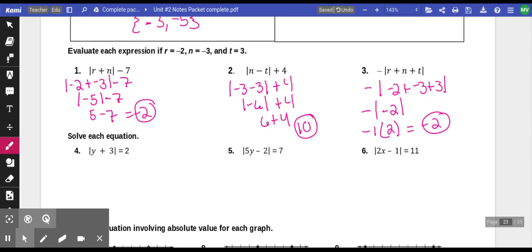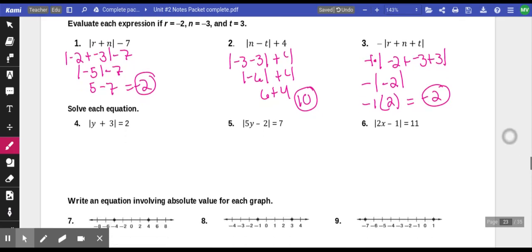Number 2, I do the same thing. So that's the absolute value of -3 minus 3. So I do -3 minus 3, which is -6. Then I take the absolute value and I get 6. Number 3 is a little tricky because there's that minus sign outside the absolute value. That's like saying -1 times the absolute value. So I still substitute and I evaluate what's inside my absolute value first. So -2 plus -3 plus 3 equals -2. Then it's -1 times 2, because the absolute value of -2 is 2, and it works out to be -2.